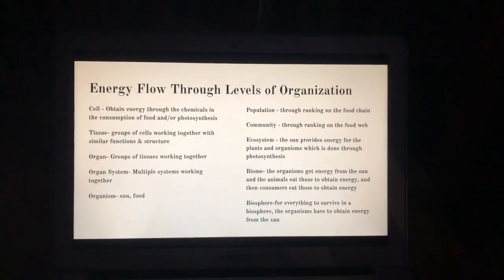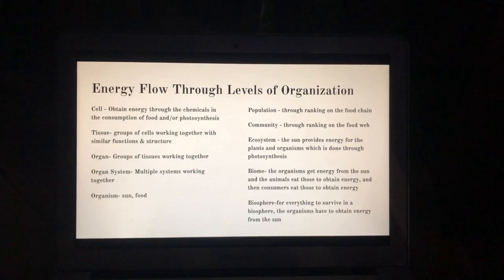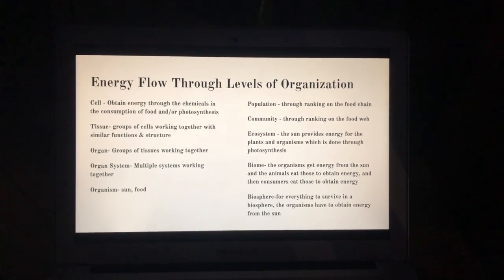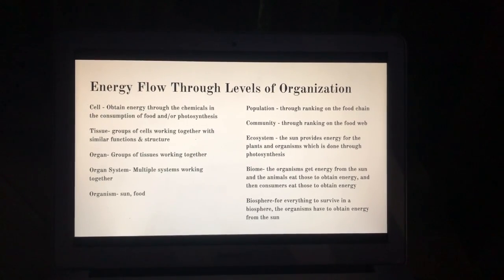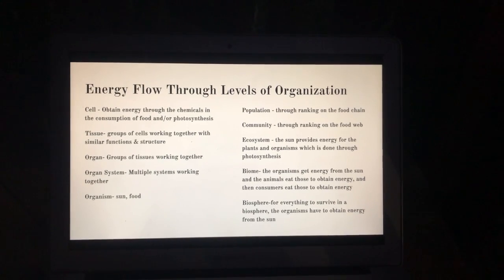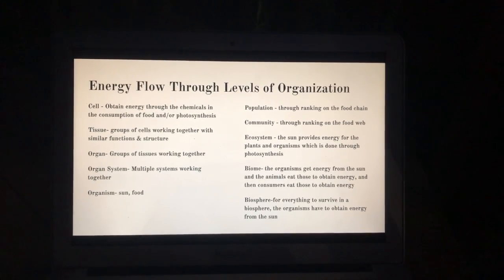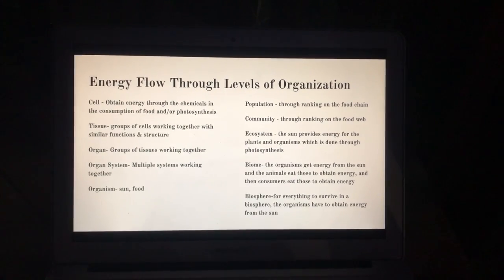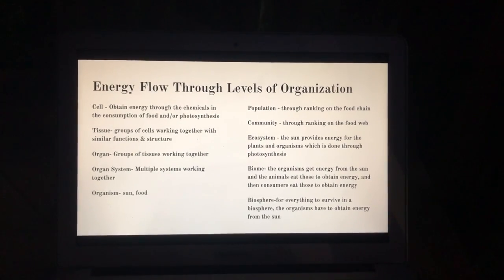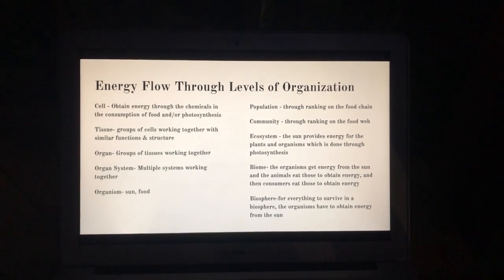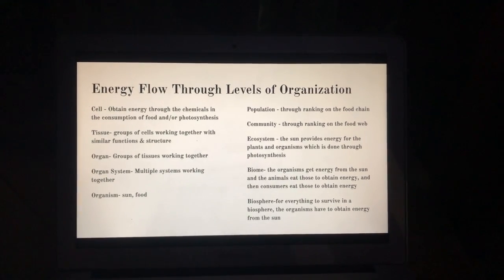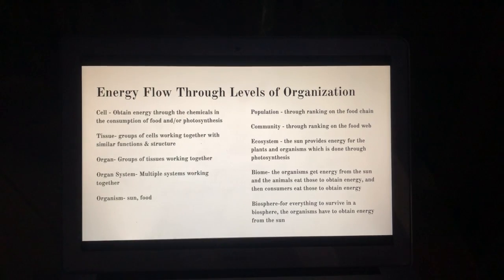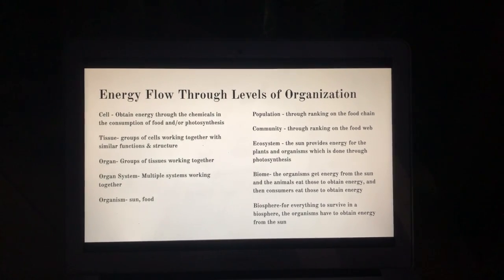Energy flow through levels of organization. Cells obtain energy through the chemicals and the consumption of food and or photosynthesis. Tissue, groups of cells working together with similar function and structure. Organ, groups of tissues working together. Organ systems, multiple systems working together. Organism, sun, and food. Population, through ranking on the food chain. Community, through ranking on the food web.